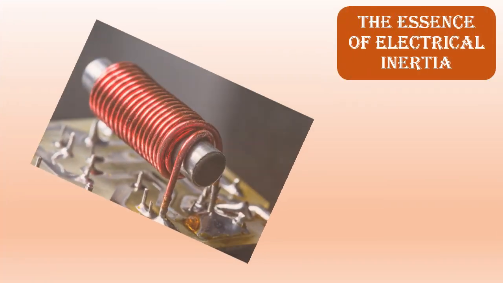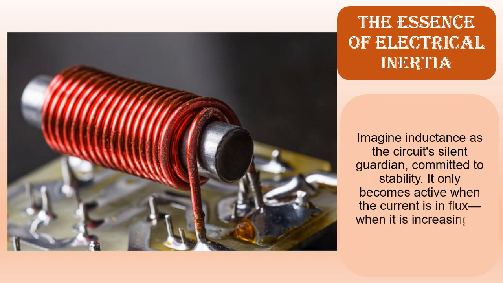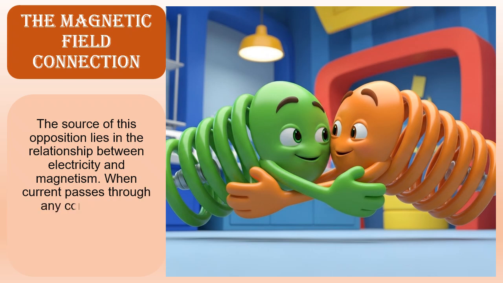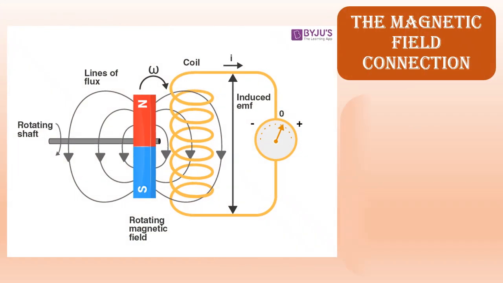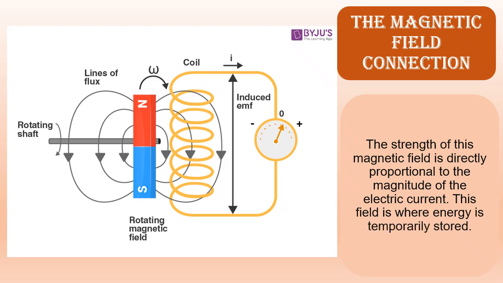Imagine inductance as the circuit's silent guardian, committed to stability. It only becomes active when the current is in flux, when it is increasing or decreasing. The magnetic field connection. The source of this opposition lies in the relationship between electricity and magnetism. When current passes through any conductor, it generates a magnetic field in the surrounding space. The strength of this magnetic field is directly proportional to the magnitude of the electric current. This field is where energy is temporarily stored.